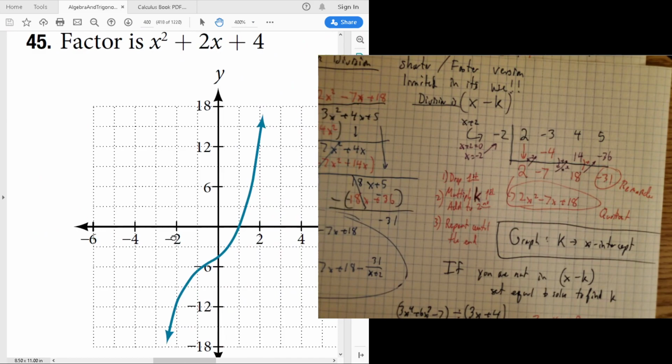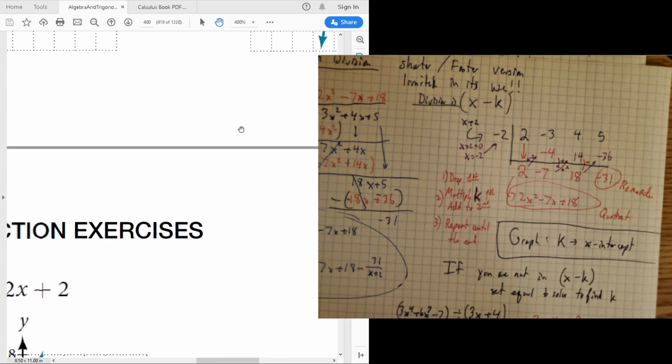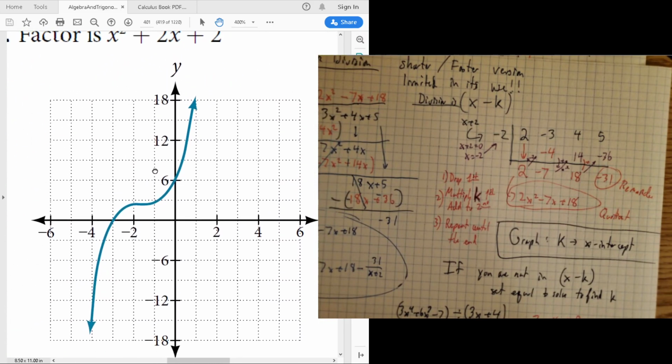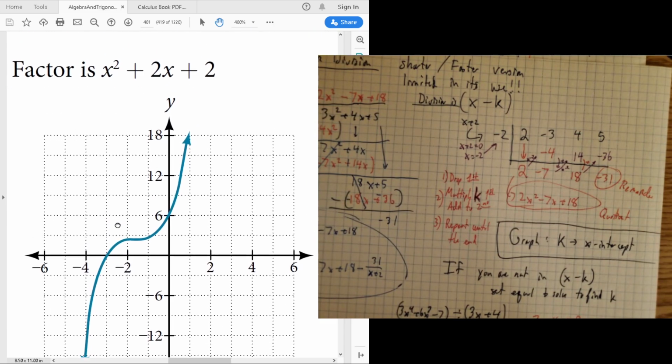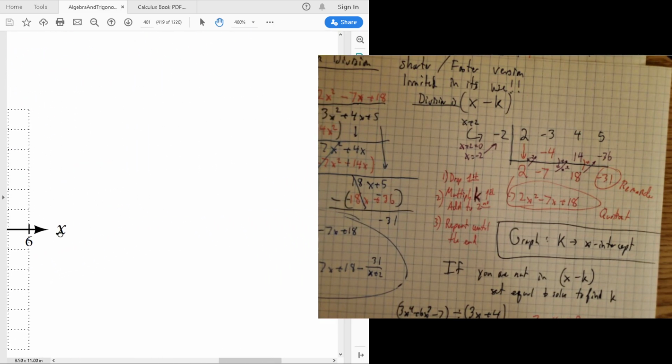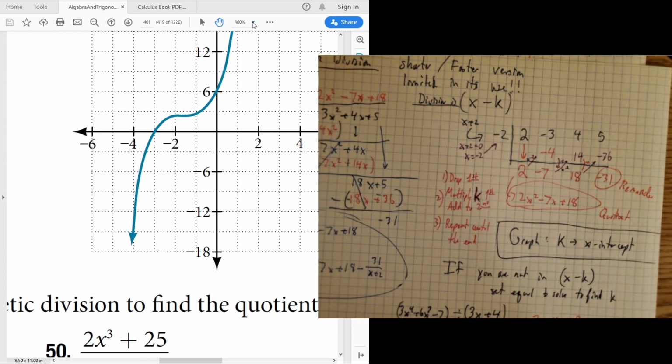On this example, well, this is not odd, so I'll skip it. On this example, 2 would be what I plug in. So I plug in 2 and get an answer. On this example, negative 3 would be my k. So I'd use negative 3 as my k in synthetic form. And that looks to be it. Okay? That's it in its basic form.